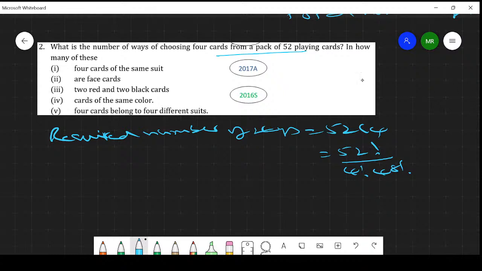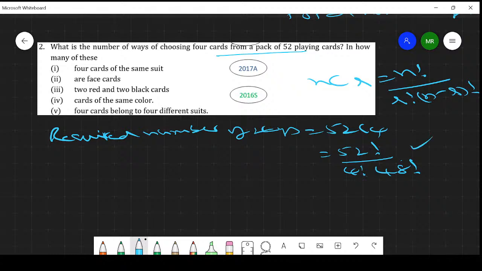We remember the nCr formula. What is the nCr formula? n factorial by r factorial into n minus r factorial. You know how to simplify 52 factorial by 4 factorial, 48 factorial. Or some people will do 52 into 51 into 50 into 49 by 4 into 3 into 2 into 1. That is also correct. That way also you can do. Or you can simplify 4 factorial into 48 factorial.